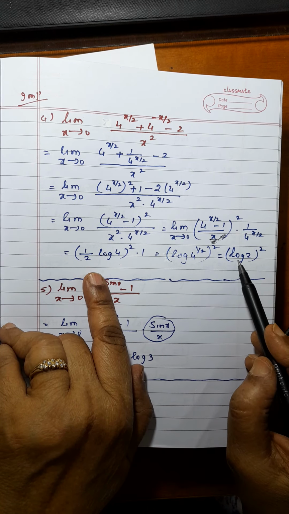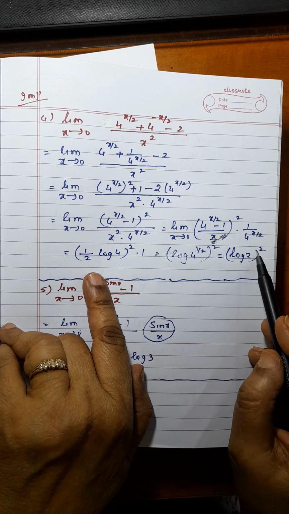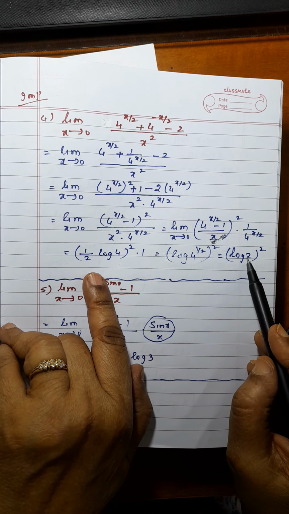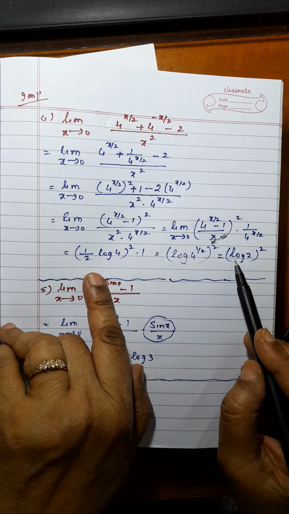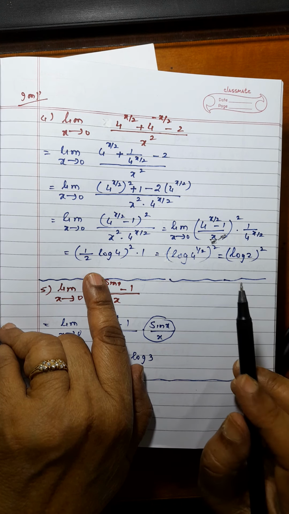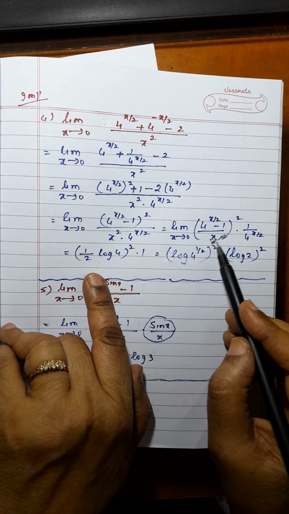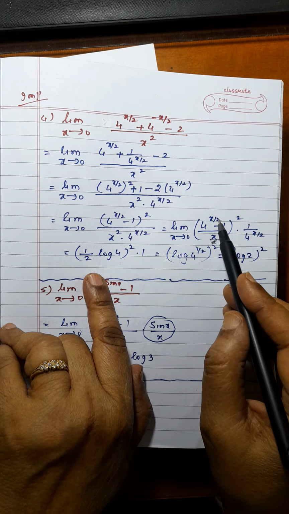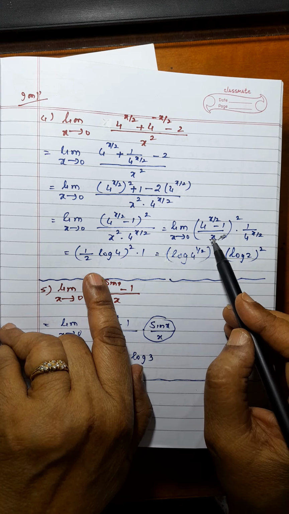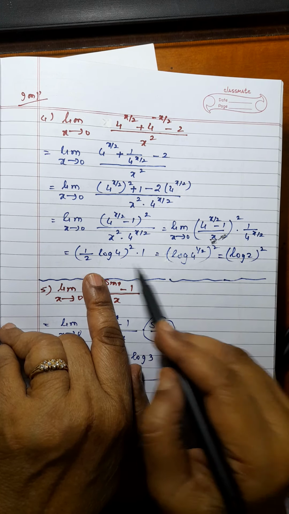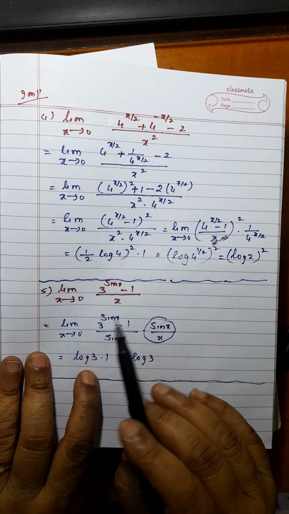Remember, it is not log of 2 square. It is log of 2 whole square. Log of 2 square is different from this. This means log 2 into log 2. Be careful here. So without multiplying and dividing by 2 also, if you use the a raised to kx minus 1 upon x formula, you will get half log 4 whole square, and you can solve it like this.